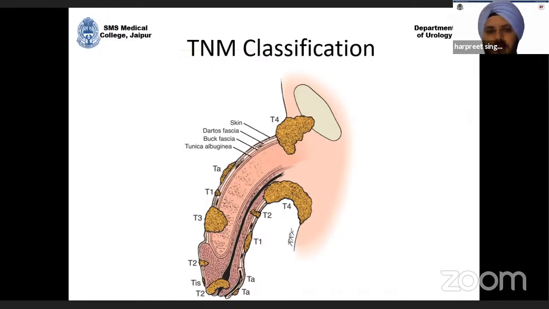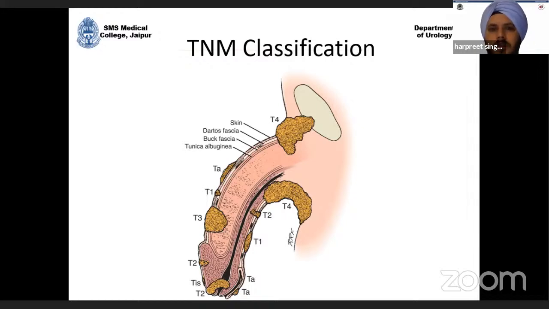Now comes the lymph node status. Clinically, the N1 is a palpable mobile unilateral lymph node. N2 is palpable mobile bilateral lymph nodes. And the N3 is when there is pelvic lymphadenopathy or any inguinal lymph node that is fixed.